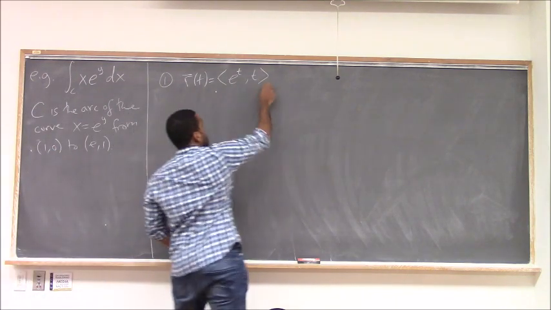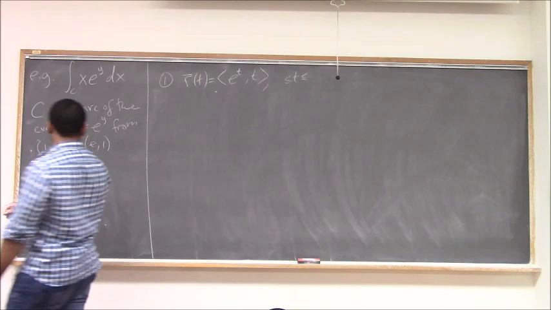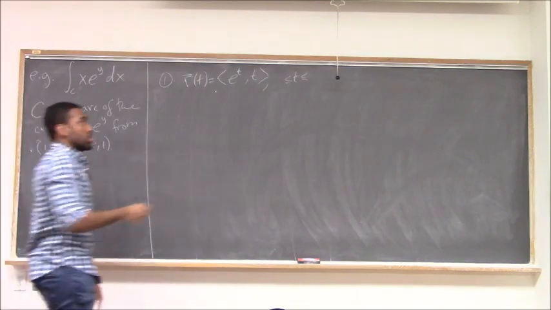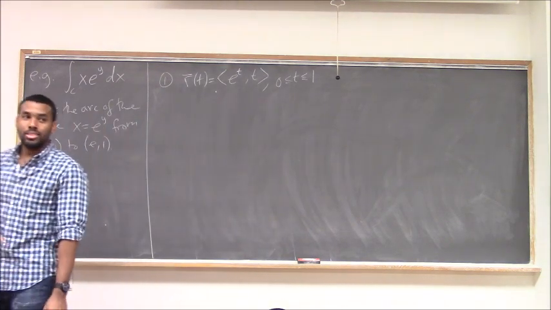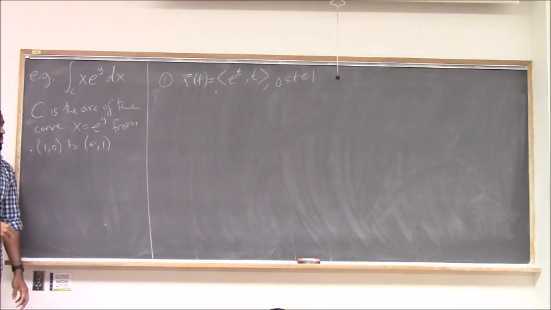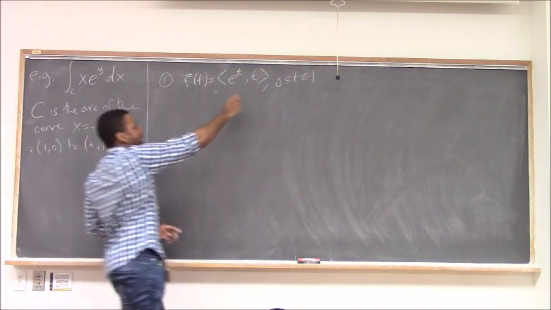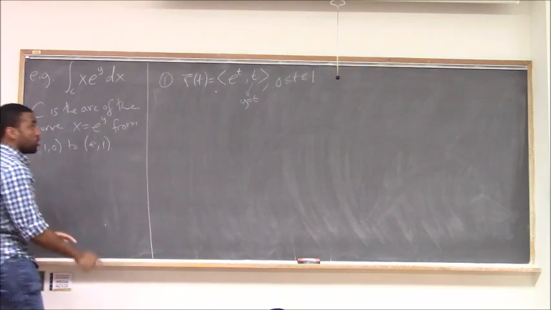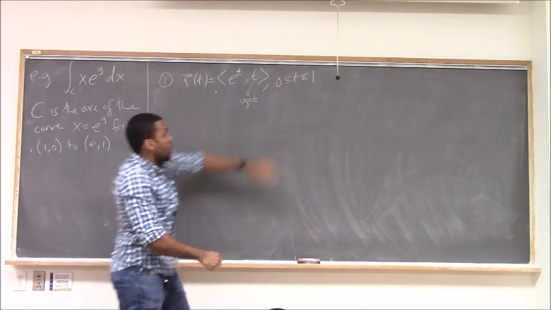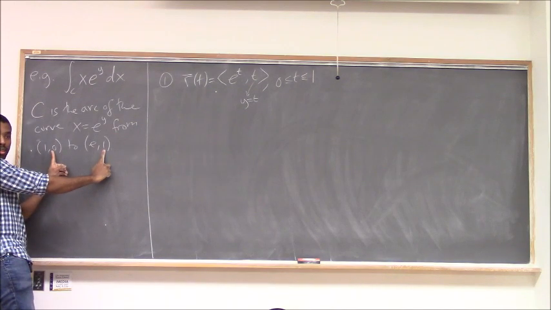What are the limits? 0 to 1. Why? Literally, why? Because y is t, right? y equals t is what this is saying. And so my t values are really following my y values. And my y values here are 0 to 1.